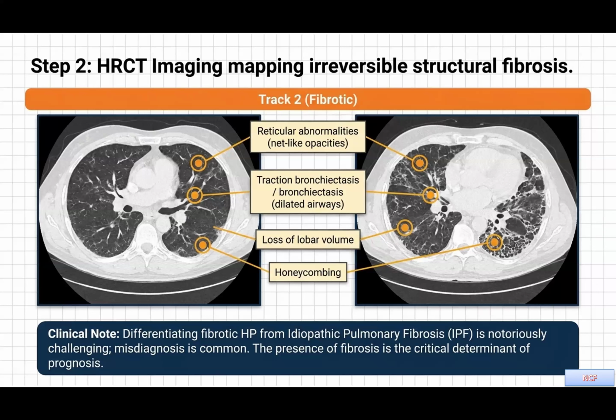However, underlying fibrosis in HP is the single most important determinant of the patient's prognosis. So differentiating based only on CT scan between a fibrotic HP and an IPF is very critical, and however, very difficult as well.